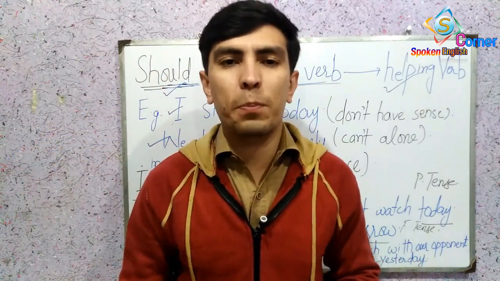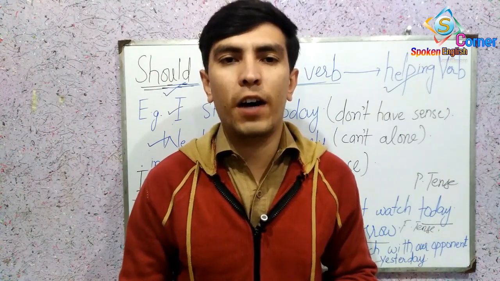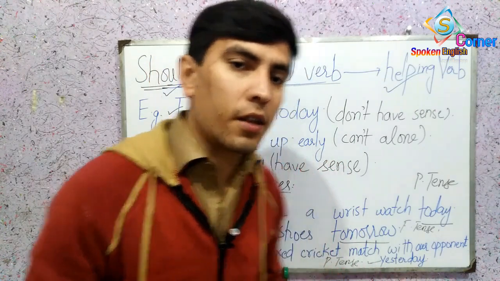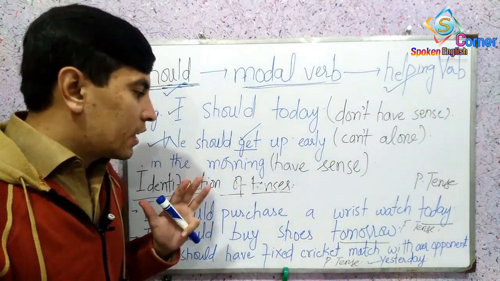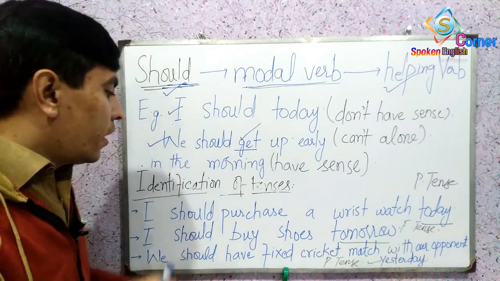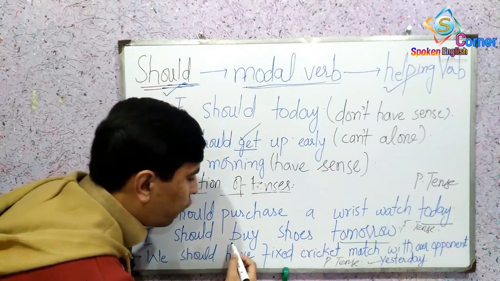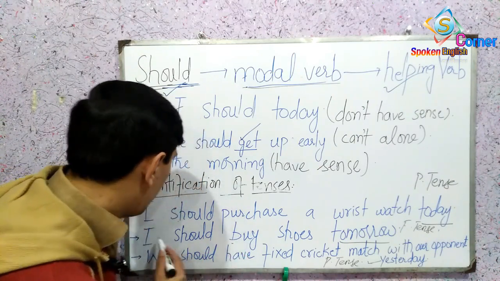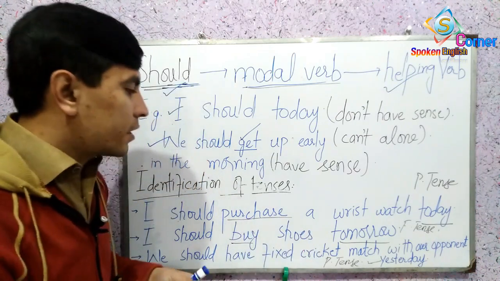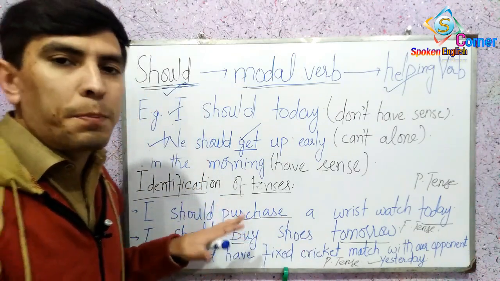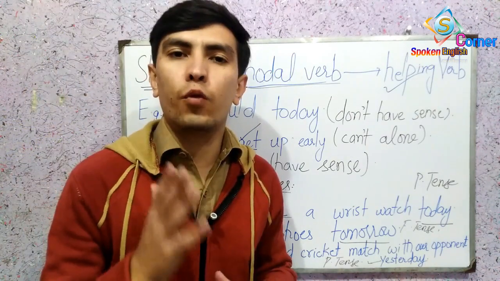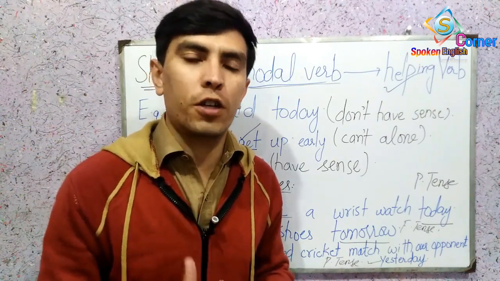That was the first method through which you can identify tenses when "should" comes in a conversation. The second method, through which I will make it simpler for you, is if there is a base form in the conversation. Here in those two examples, the first one is "buy" and the second one is "purchase". When there is a base form in the conversation with "should", it means it would be present tense or future tense.